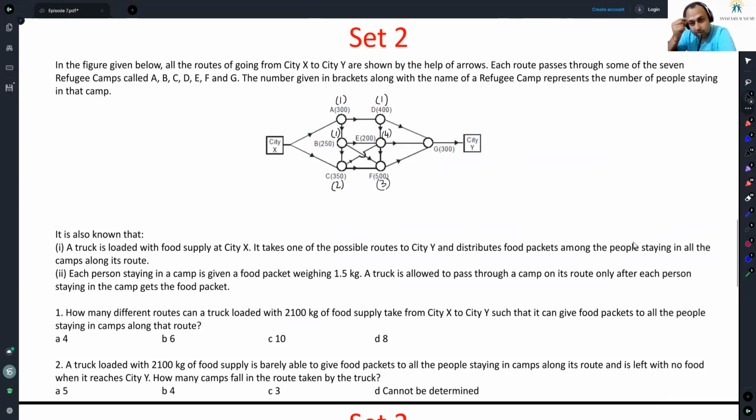Why am I not able to count the proper routes? How am I making mistakes?